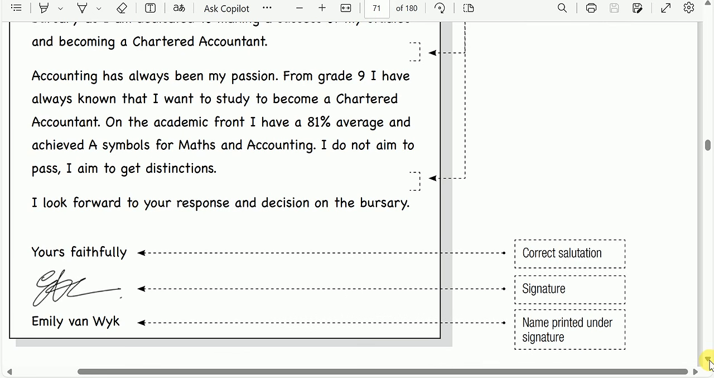Then you must always have a closing line. I look forward to your response and decision on the bursary. And then you say yours faithfully. You must have correct salutation, then the signature, name printed underneath. That's how you write a business or a formal letter.